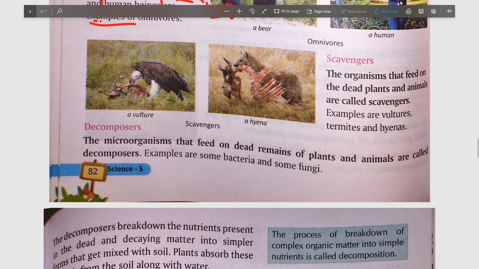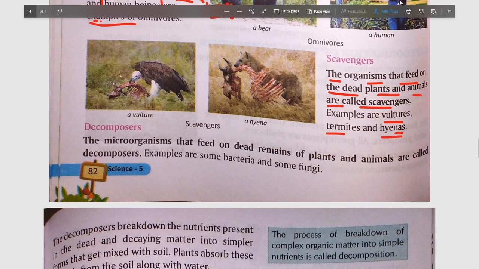So let's talk about scavengers now. The organisms that feed on dead plants and animals are called scavengers. For example, vultures, termites, and hyenas. So, students, these are those organisms which depend on dead bodies. They eat only the flesh of dead bodies. They are called scavengers. Have you seen the vulture? It is a bird which eats only dead animals.